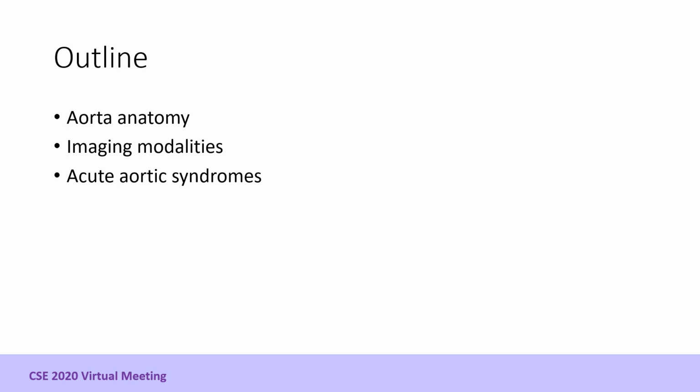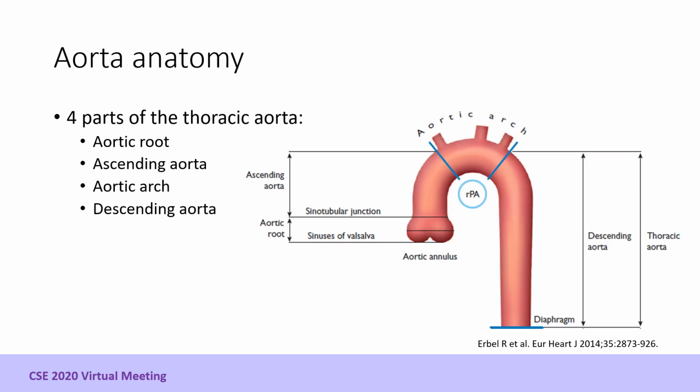There are four parts of the thoracic aorta. Working from proximal to distal, there is the aortic root, which consists of the aortic valve annulus and cusps and the sinuses of Valsalva. Just beyond the sinuses of Valsalva is the sinotubular junction, which defines the start of the ascending aorta up to the brachiocephalic artery. The aortic arch is defined by the portion of the aorta from where these head and neck artery branch vessels arise. And lastly is the descending aorta, which begins just distal to the origin of the left subclavian artery and extends caudally through the thorax and abdomen.